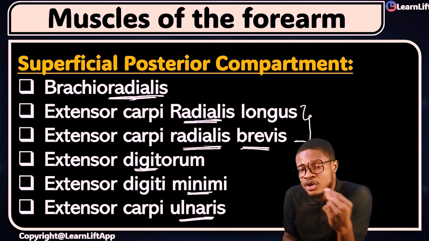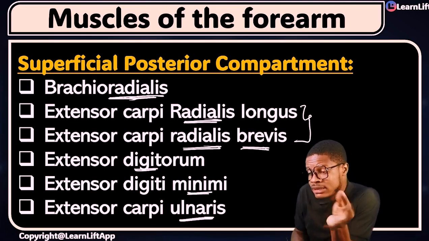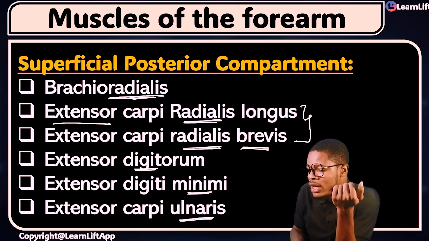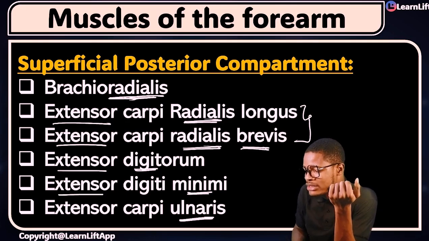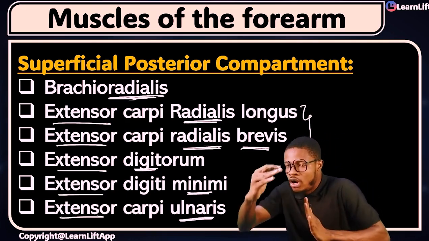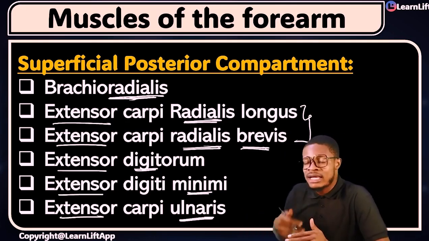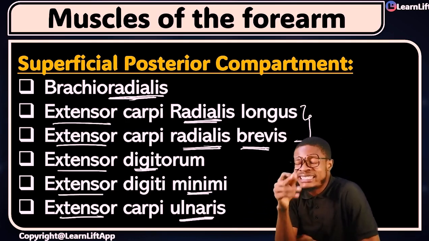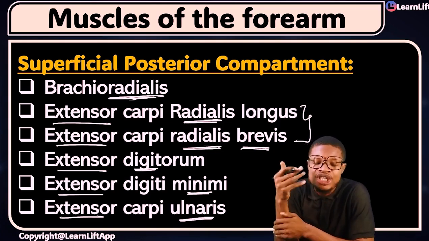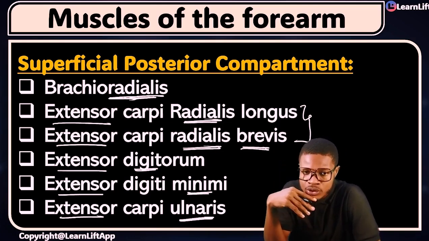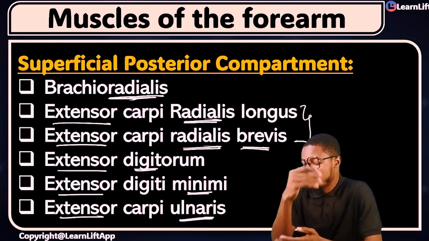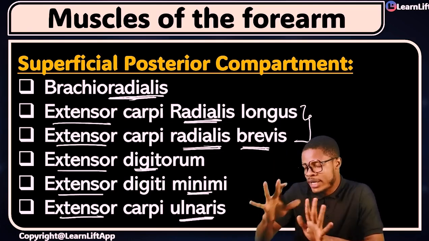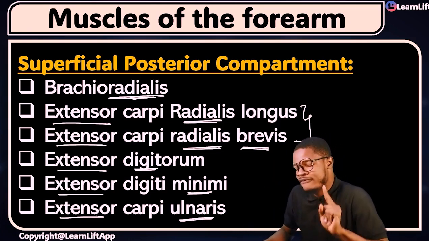The first one is the brachioradialis. All others are, this is the trick, extensor muscles. That should suggest something to you: the first, despite being in the posterior region, is not truly an extensor muscle. Yeah, it is posterior, but it is not an extensor muscle. I will explain. Your brachioradialis first.